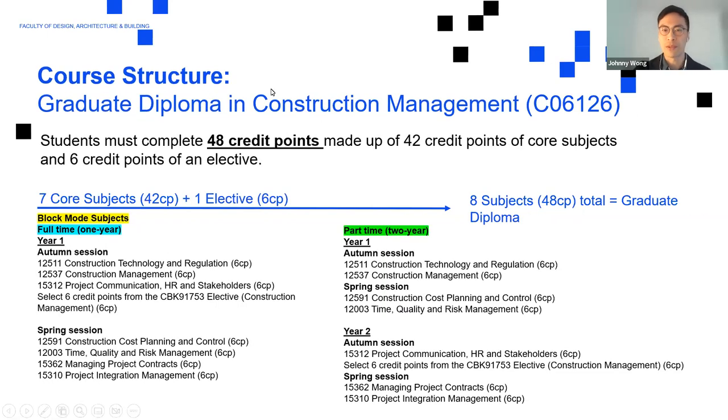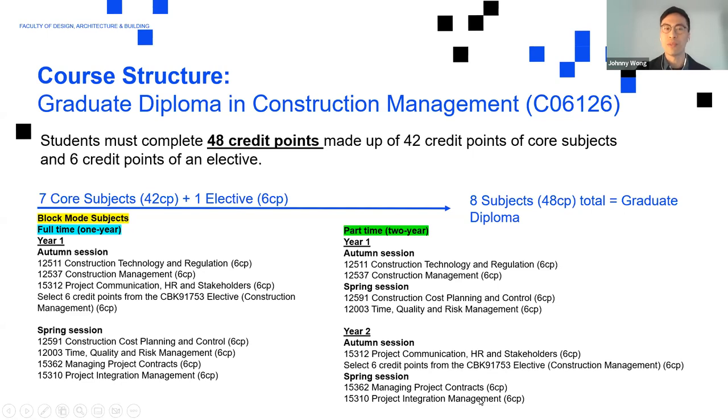And for the graduate diploma in construction management, a student must complete 48 credit points in this program, made up of 42 credit points of core subjects and another 6 credit points of an elective. In addition to the subjects I mentioned before, in this diploma program, students need to take 4 more subjects: project communication and HR stakeholders, 1 elective, and 2 subjects in spring semester, which are managing project contracts and project integration management.